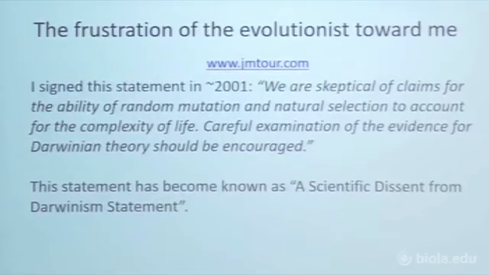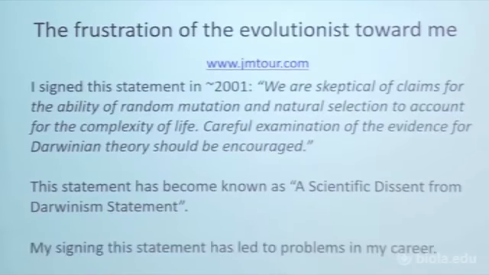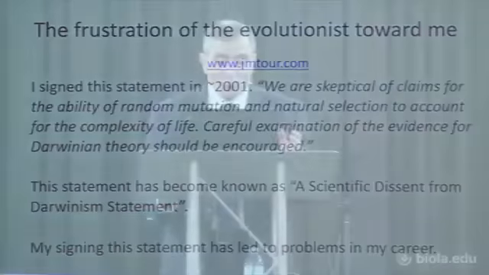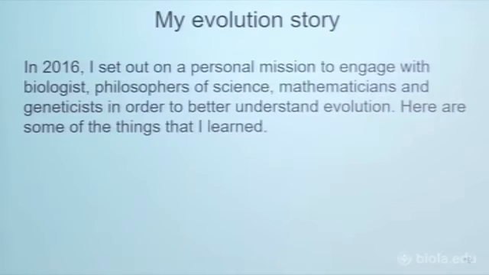This statement has become known as the Scientific Dissent from Darwinism statement. It has this amazing name now. My signing this statement has led to problems in my career. I never knew it, but it's okay, because I still do agree with it. Okay, so in 2016, just this year, so this is all new to me, I set out on a personal mission to engage biologists, philosophers of science, mathematicians, and geneticists in order to better understand evolution. I wanted to understand, what is it that you really believe?